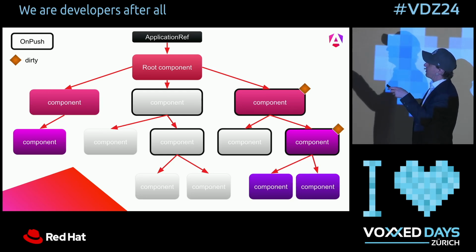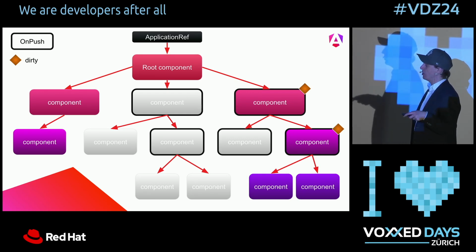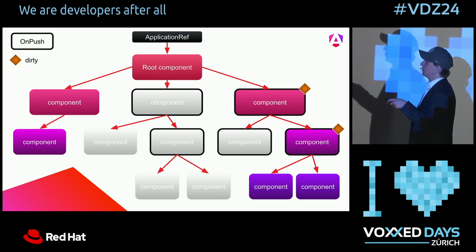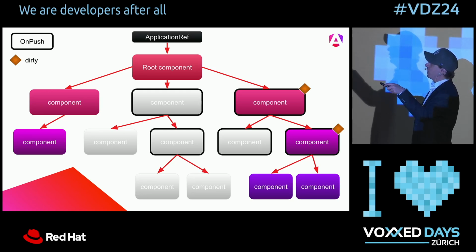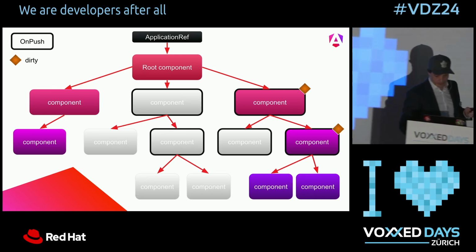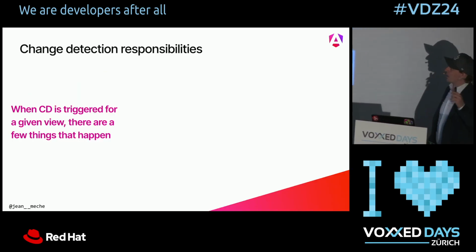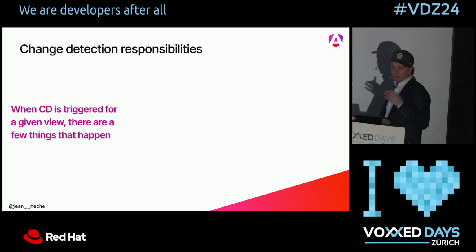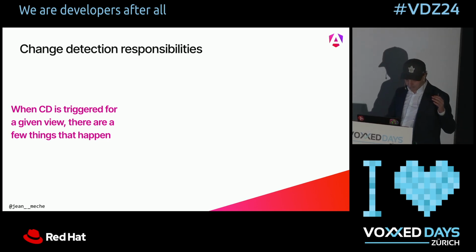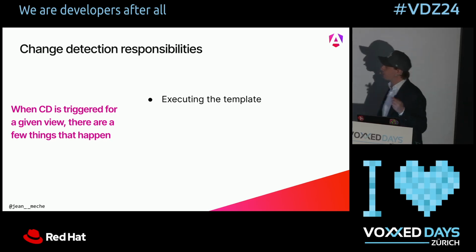And as you see, for example, if you have an OnPush component, but the children aren't OnPush, they will still be rendered because it reached the parent here. So when we talk about change detection, we talk also about the responsibilities. When change detection is triggered for a given view, a few things will happen.